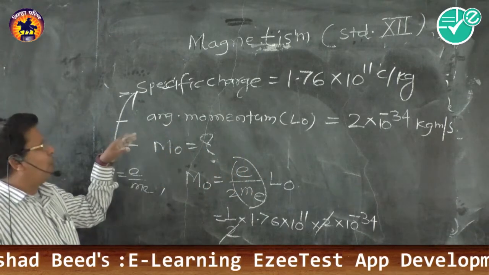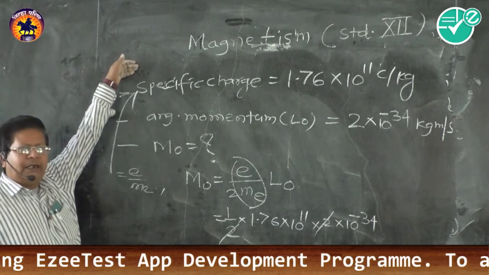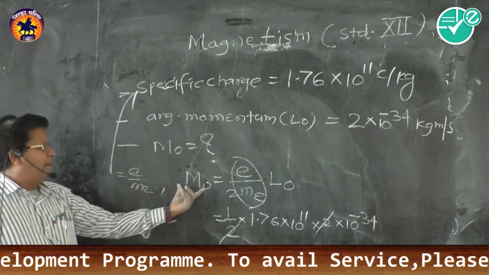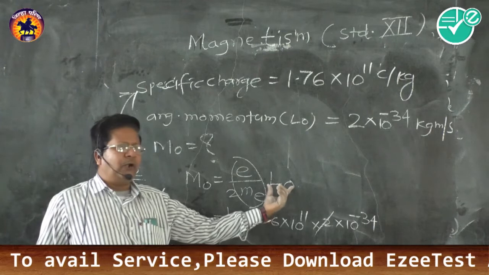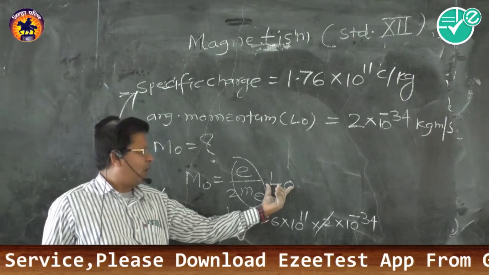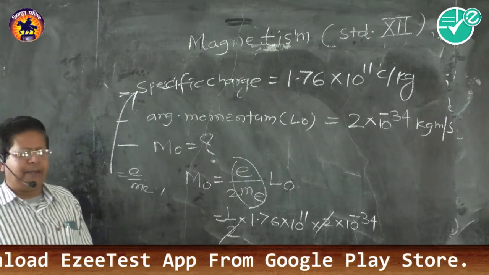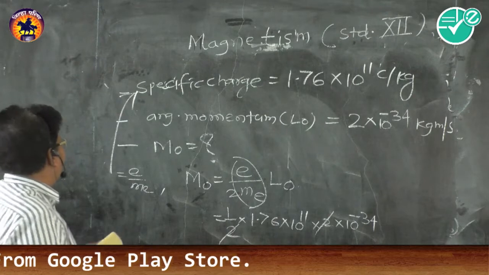So this is one of the illustrative examples on the article we have learned today, that is the relation between the orbital magnetic dipole moment, the angular momentum of the revolving electron, and the specific charge, that is the e by m ratio. So this is one example.